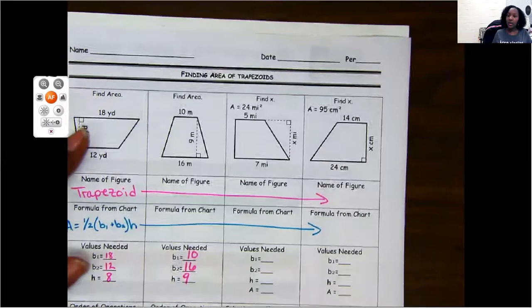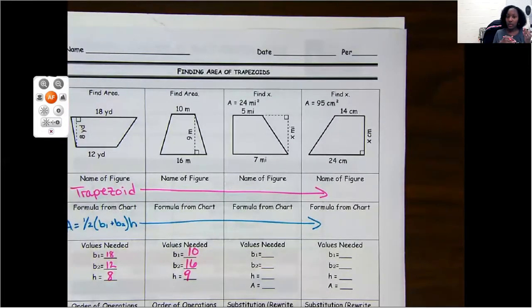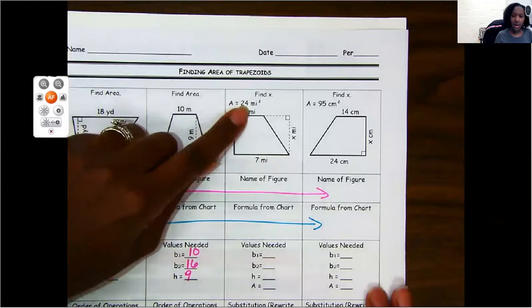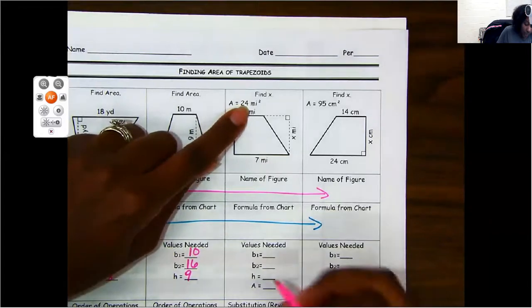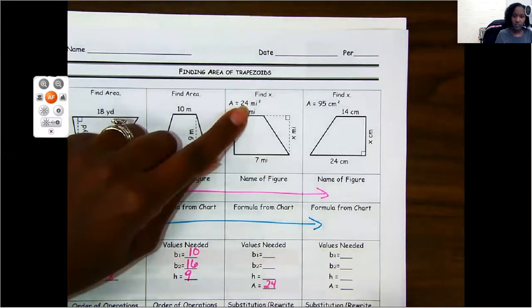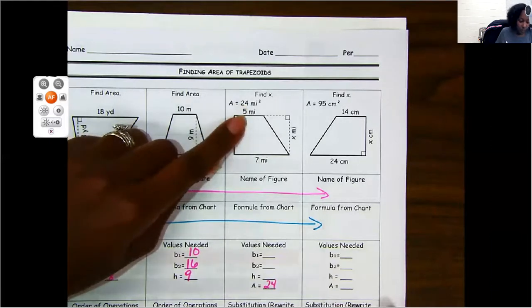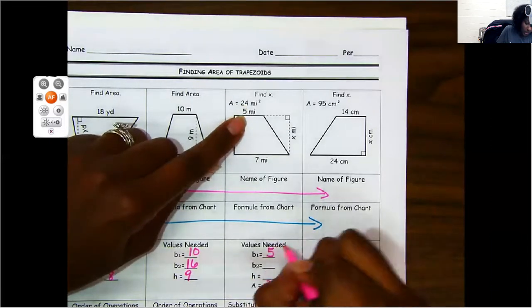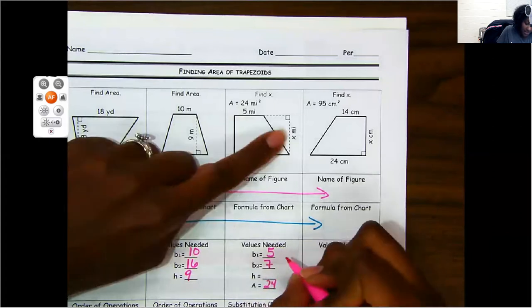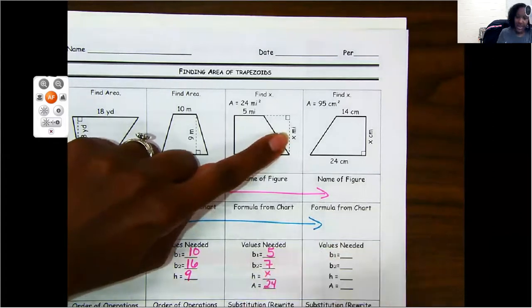Now, just like with the other figures, we're going to work backwards. Let's say they give us the area, but we're missing either a side or a height. Okay, so now let's take a look. They tell us that our area for this trapezoid is 24. Okay, I have a base 1. I also have a base 2. I am missing my height. So there goes my x.